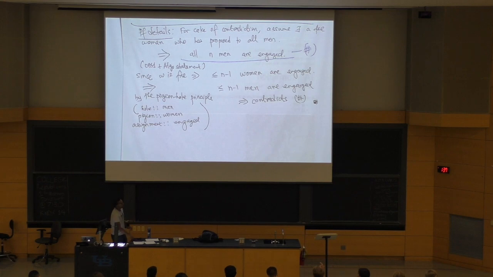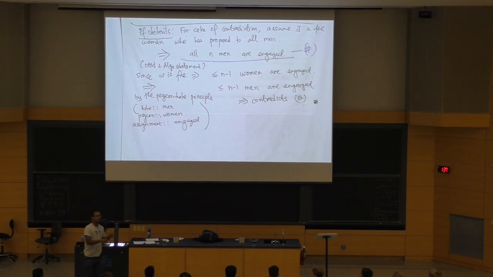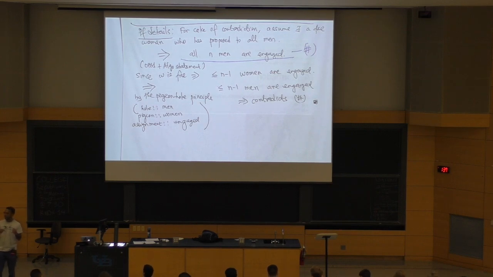So again, just to go over the argument: assume there is a free woman that has proposed to all men. That by observation 1 implies that all men are engaged. However, since W herself is free, there are at most n minus 1 engaged women in total. Since there are at most n minus 1 engaged women in total, by the pigeonhole principle, there is at least one man who is not engaged, which means there are at most n minus 1 men who are engaged. And that directly contradicts the fact that we originally came up with, that all n men are engaged.